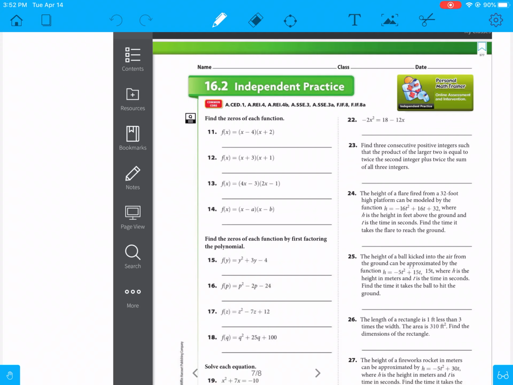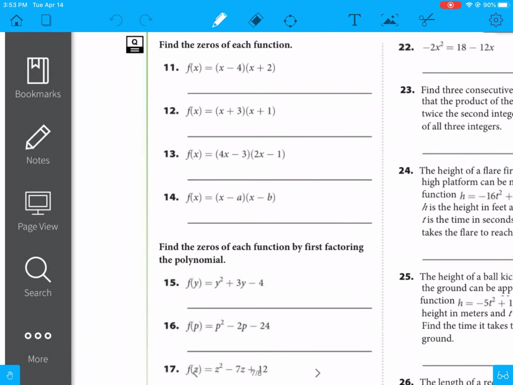All right, so we've had a few questions on 16.2. We're going to go over number 13, 14, 21, and 22. So number 13, it says f of x equals 4x minus 3 times 2x minus 1. So this is actually already factored. So all we have to do is just set both of those equal to 0.